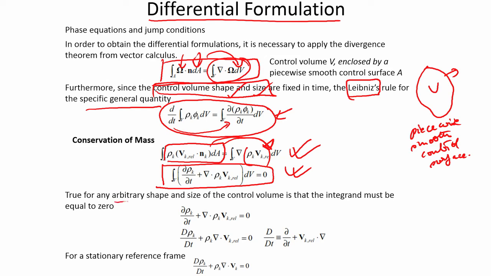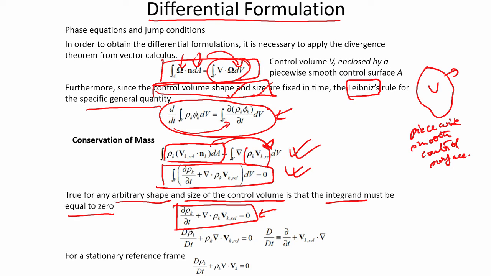Now, since it is valid for any arbitrary shape and size, that means you can shrink the control volume with impunity to as small a size as you want, and then the integrand must also be equal to 0, because it is valid for any control volume, no matter how small or how large. So, integrand equal to 0 means this particular term becomes equal to 0. This is the standard continuity equation that you may have seen in your undergraduate or first level graduate courses.